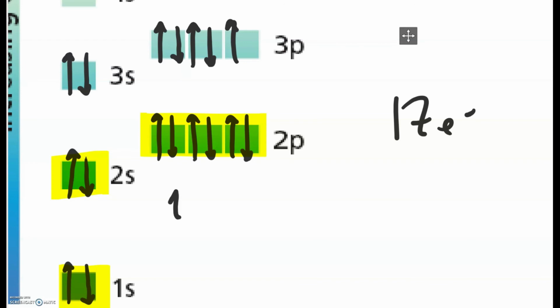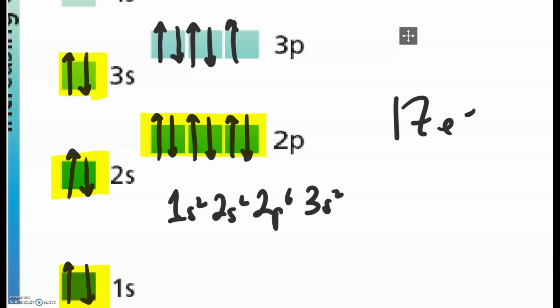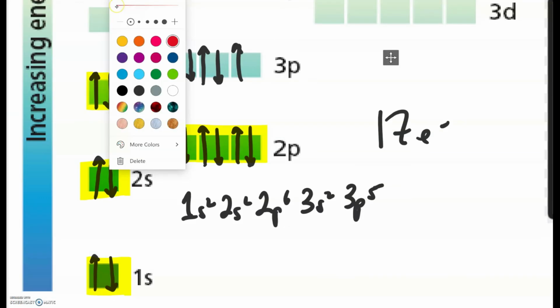So our electron configuration for chlorine is 1s2, 2s2, 2p6 because there are 6 electrons in the 2p's, 3s2 because there are 2 electrons in the 3s, and altogether there are 5 electrons in the 3p's, so we'll say 3p5.